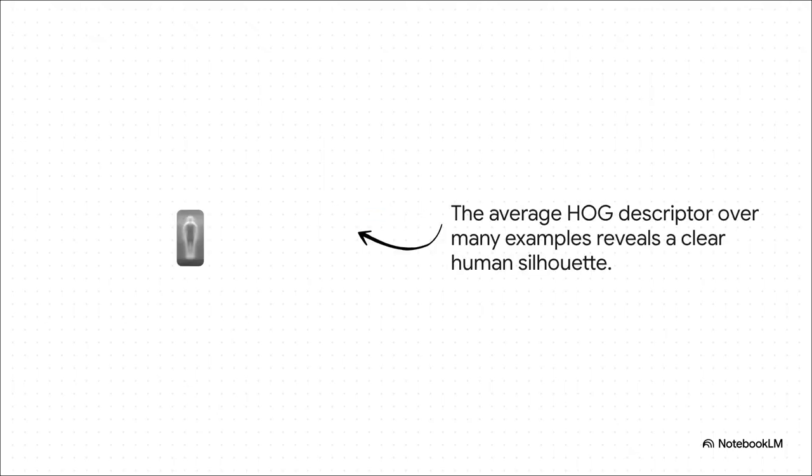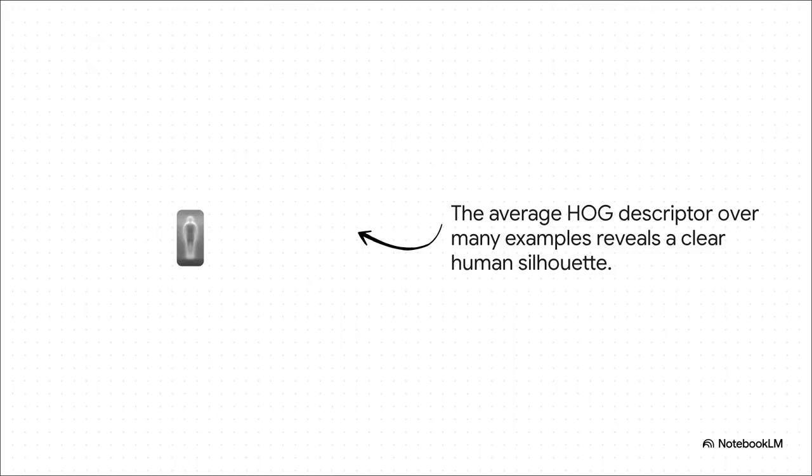And this isn't just a fluke. Check this out. If you take the HOG descriptors from thousands and thousands of pictures of people and average them all together, this is the image that emerges. It's an unmistakable human silhouette, built entirely out of average edge directions. This consistent pattern is exactly what a machine learning model can be trained to look for.